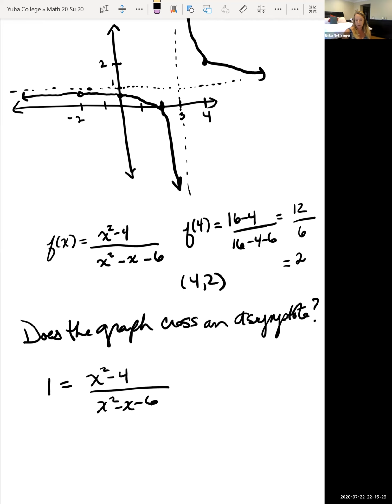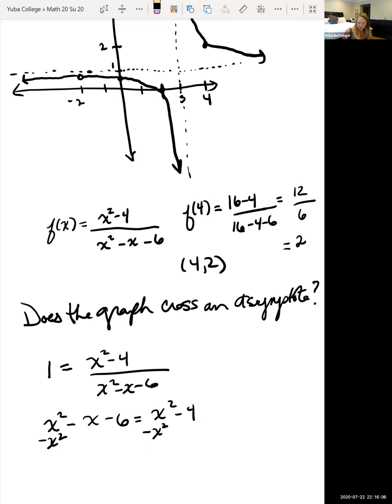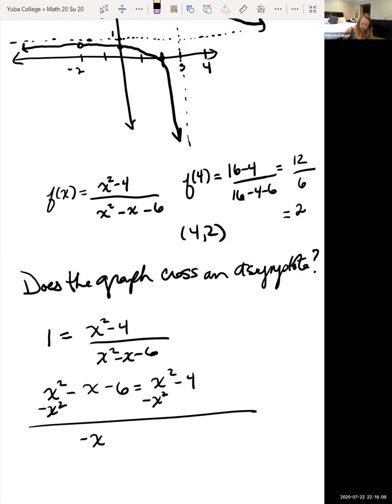So it's an equation, we can clear our fraction. Let's multiply both sides by our LCD, x squared minus x minus 6. We get x squared minus x minus 6 is equal to, well, that canceled, just our numerator, x squared minus 4. Let's get everything to one side. But when I subtract x squared, notice our x squared term cancels, and we're left with negative x minus 6 equals negative 4.